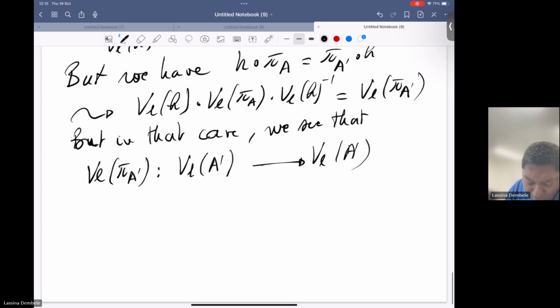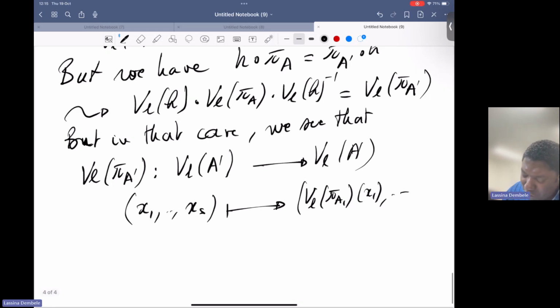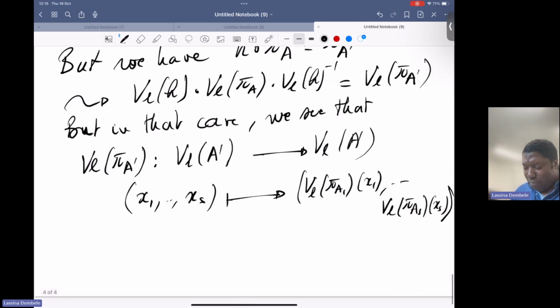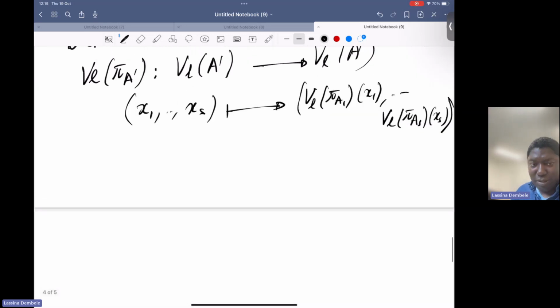if I take x1, ..., xs, it will simply send this to VL of pi a1 applied to x1, up to VL of pi as applied to xs. So in other words, the Frobenius endomorphism on the third module is simply obtained by taking the direct sum of the Frobenius endomorphism on the different factors.